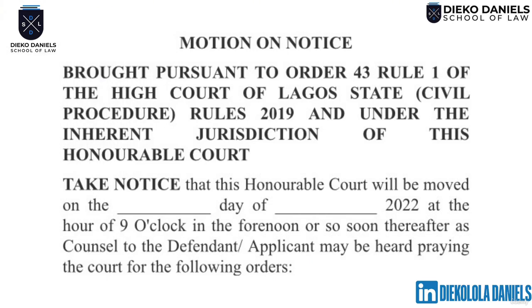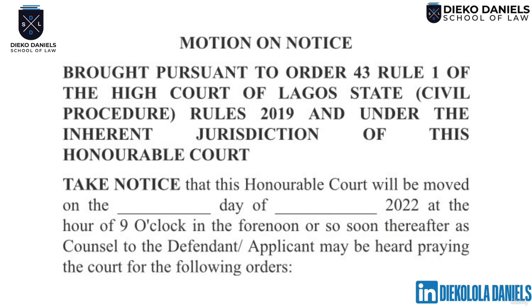Then after that, we have the heading, which is our second difference. The heading of a notice of preliminary objection says notice of preliminary objection, while the heading of a motion on notice challenging the jurisdiction of the court says motion on notice. Can you see that? Those are the two basic differences that we've had so far. Now, we take another step further.